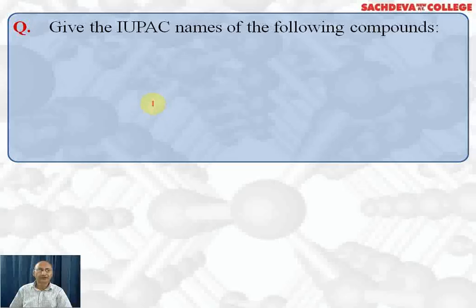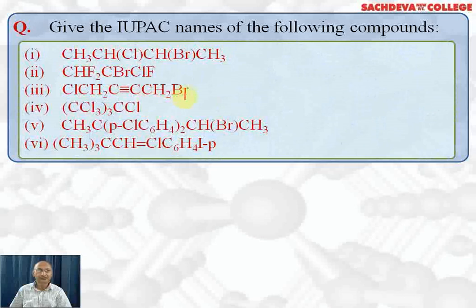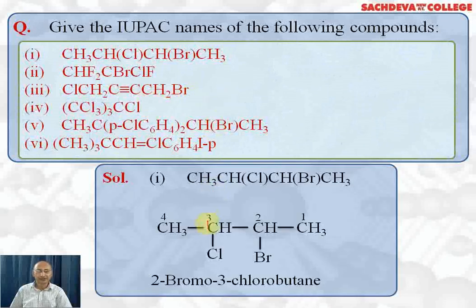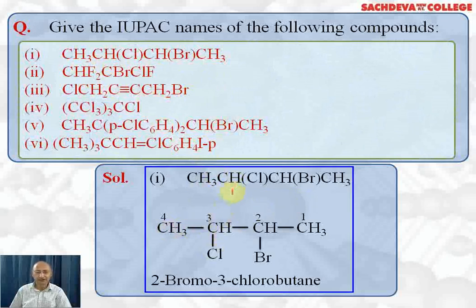Let's continue with the questions. Give IUPAC name of the following compounds. Here also, this is the given compound. First we convert it into this form. CH3 is here, CH is attached to Cl, this CH is attached to Br, this is CH3.